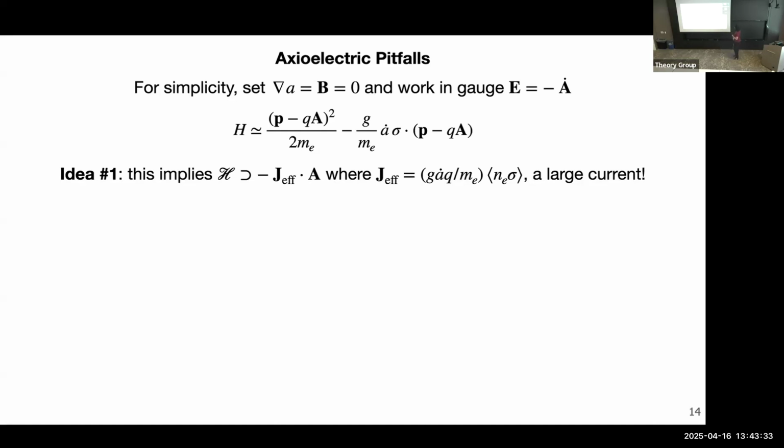And so that suggests that whenever you have an electron just sitting still, it should give you some coupling that excites currents. And that effective current should be g A dot q over m times the spin density of these electrons. And just naively, that's the coefficient of A. And that seems to be a pretty large current. But that's not actually what happens.